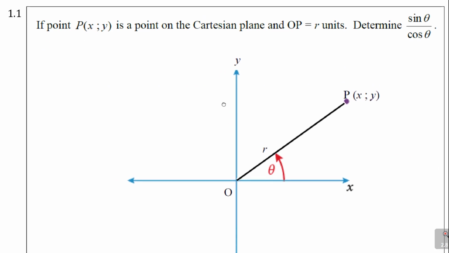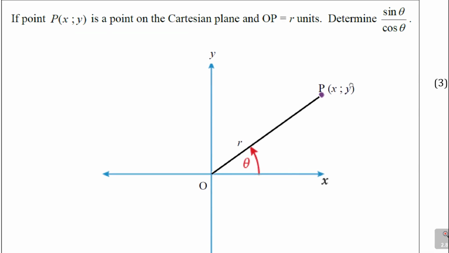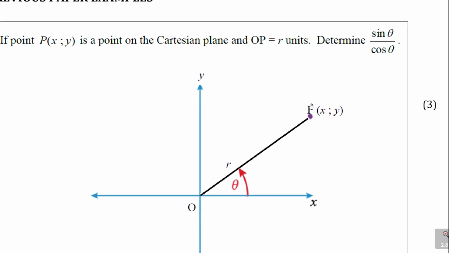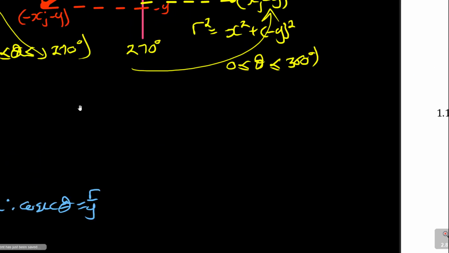There is question 1. It says if point P(X, Y) is a point on a Cartesian plane such that OP is called R units, determine sine theta over cos theta. This is 3 marks. So as I say, look at it. They give you already X, Y, and R, and this is theta. And they want you to find sine theta. You come back to the trig ratios.